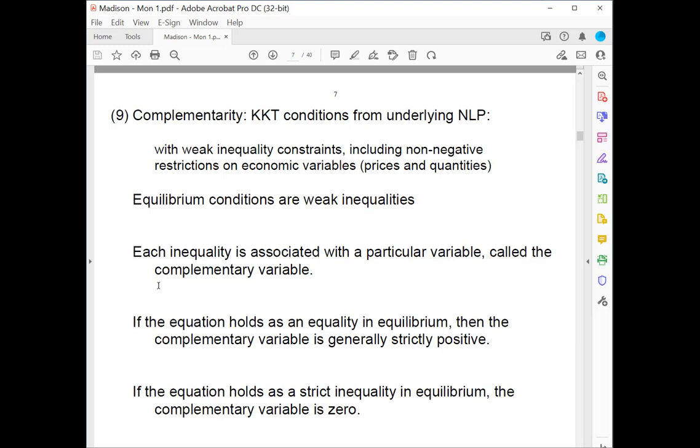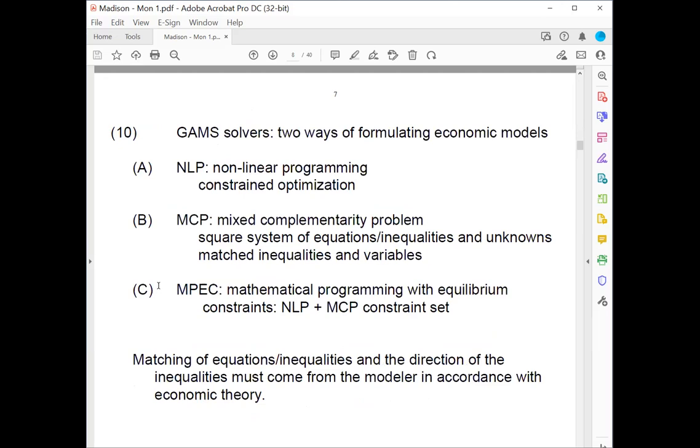So the solver in GAMS, the way GAMS is constructed, for systems of inequalities is called MCP, mixed complementarity problem. It is actually based on a piece of mathematics that turns out to be very useful. It's not some ad hoc method.